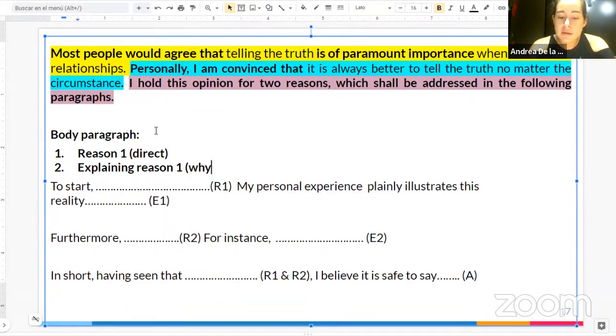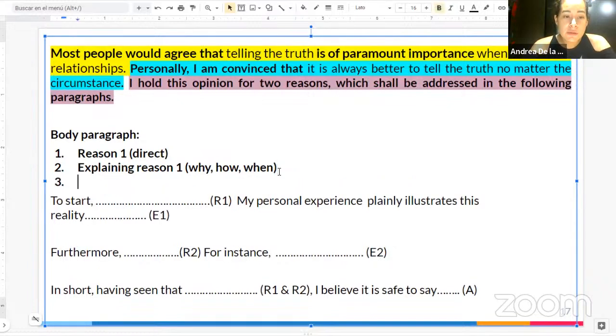It could be why. So if you're gonna say, to start, when you tell the truth, you don't feel guilty, you're gonna tell me why. So why don't you feel guilty? Or you're gonna tell me how. So how don't you feel guilty? Or when, or where, right? In which situations you don't feel guilty, you could say. So you're basically just gonna explain a little bit more reason number 1 in one more sentence. Okay, that is gonna be sentence number 2 that goes here.